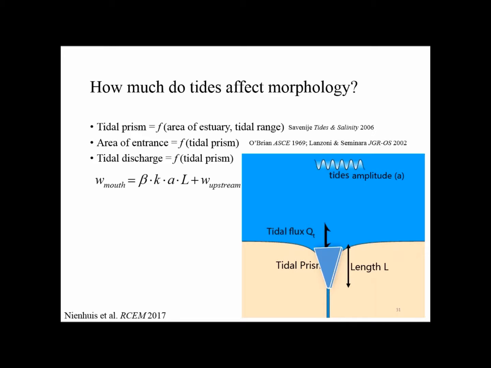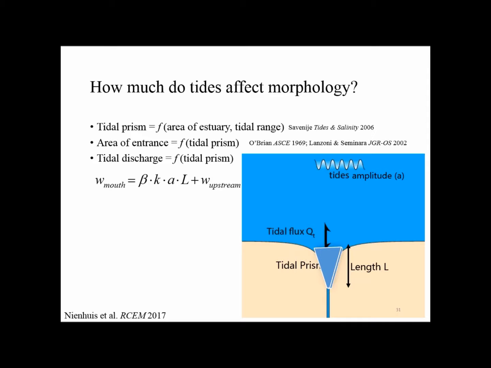And by doing that, we now have a predictor again of how much wider this delta should be because of this tidal amplitude that moves water back and forth in and out of the river mouth. And the predictor is really very simple. It's just the width of the river mouth is equal to some upstream width set by the river plus a couple of factors, including the tidal amplitude and the length of this estuary.